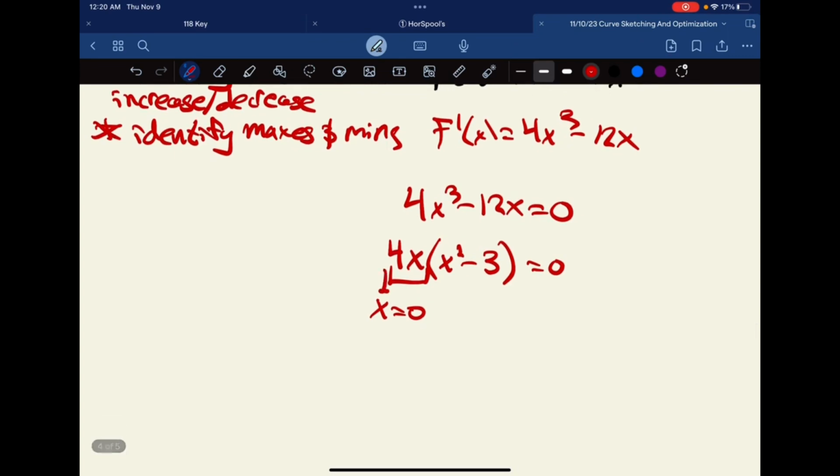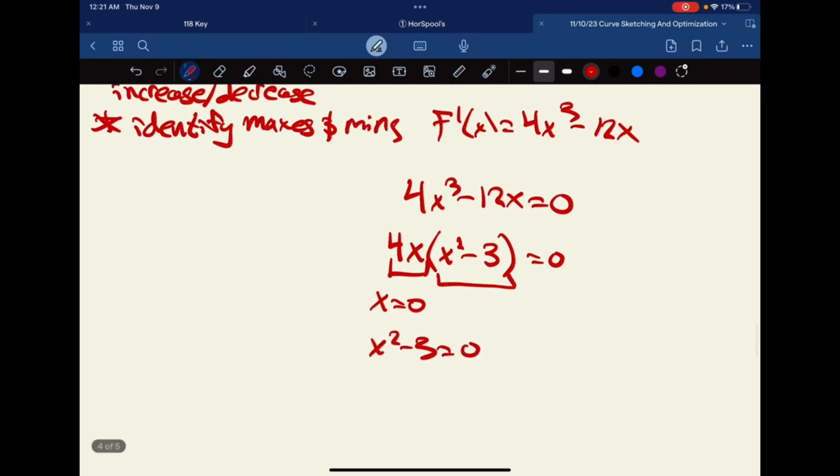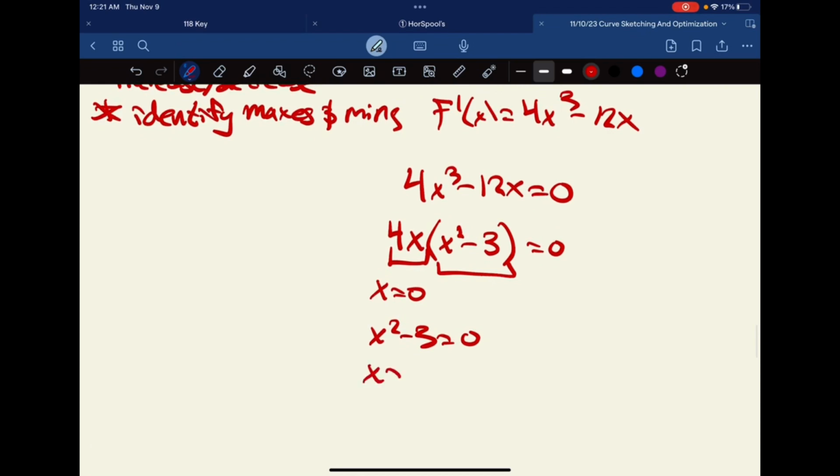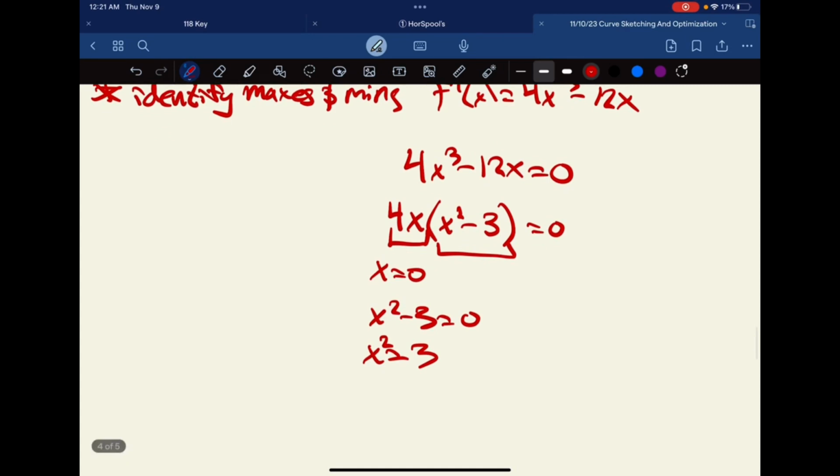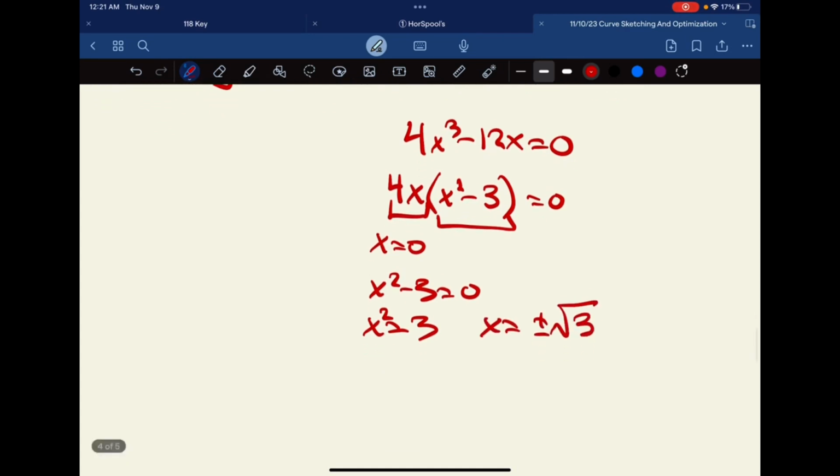So we can see one of our potential critical points is going to be x equals 0, because when this outer term is equal to 0, the whole thing is going to be equal to 0. But when this inside term equals 0, then we also have our whole thing equals 0. So whenever x squared minus 3 equals 0, the whole thing equals 0. So x squared equals 3, so x equals plus or minus the square root of 3.